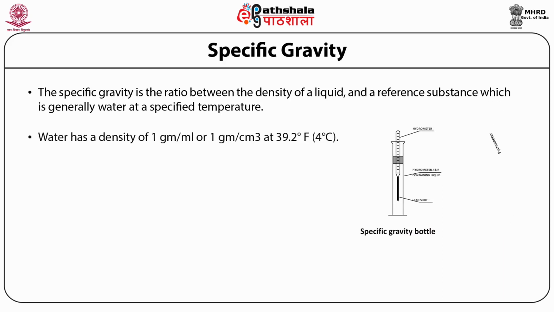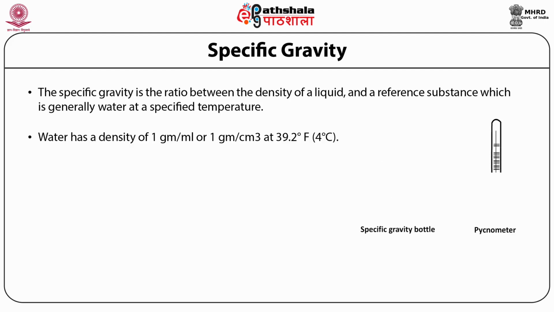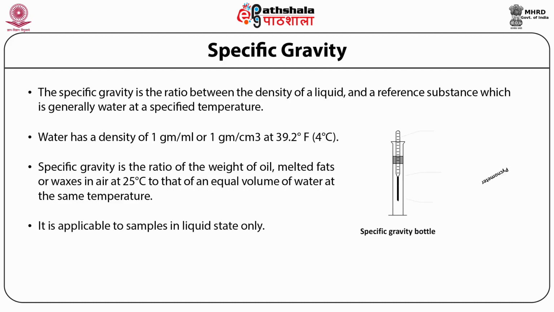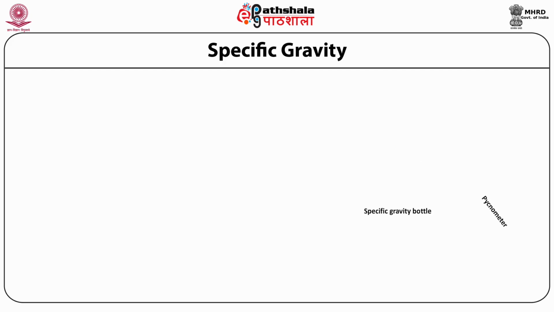For water, it is 1 gram per ml at a specified temperature. Specific gravity is the ratio of weight of the oil or melted fat or wax in air at 25 degrees Celsius to that of an equal volume of water at the same temperature. It is applicable to samples in liquid state as that of the volatile oils. So it is determined by any of the two methods.